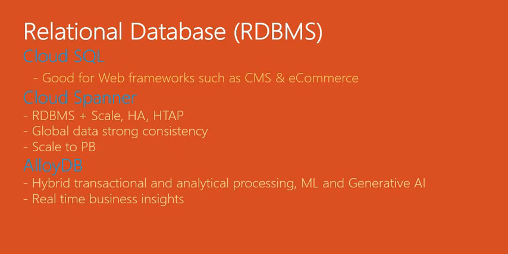And the last one is AlloyDB. AlloyDB is a hybrid transactional and analytical processing database that can be used with machine learning and generative AI. Its main features are that it is a fully managed database service with fast transactional processing, it is highly available, and it gives real-time business insights. That's why it is used. You can use this in machine learning, or if you are creating any AI application.